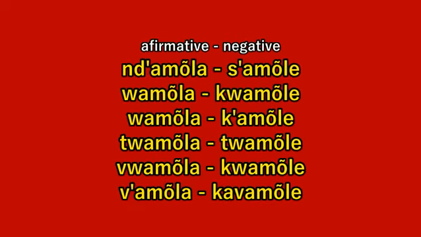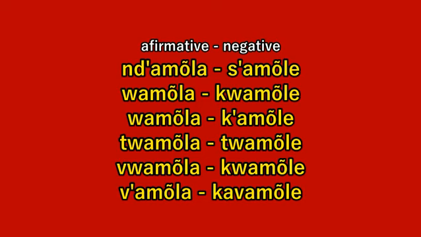For the near past tense, you have to use the prefix a between the person prefix and the verb itself. Ndamona, I saw. Samonle, I didn't see. Wamona, you saw. Kwamonle, you didn't see. Observe that the verb in the negative typically changes its final vowel from a to e.